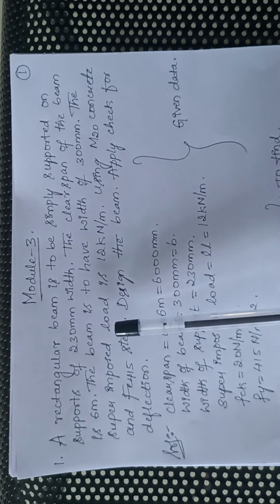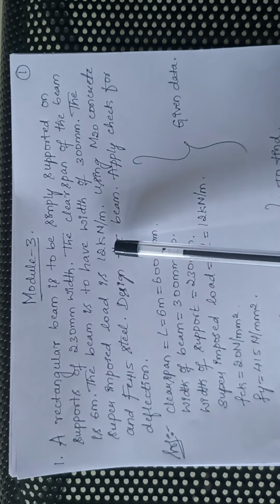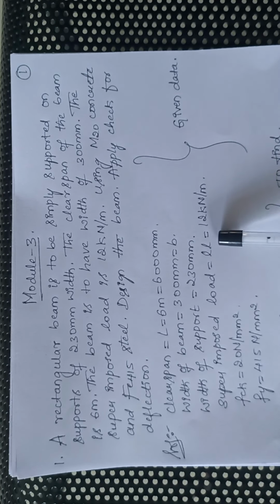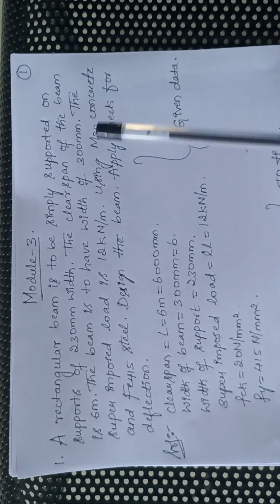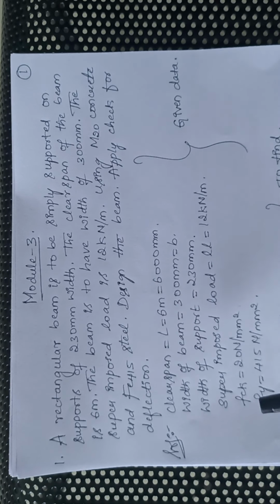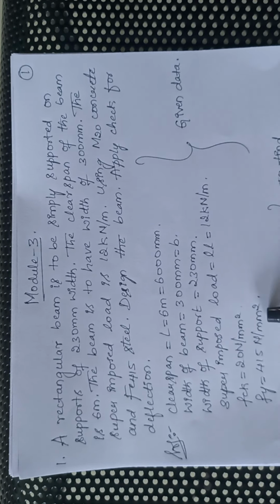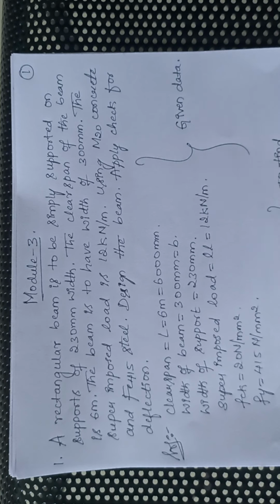And the load which is carried by the beam, that is the live load, is also given, that is of 12 kN per meter. You just write it as LL, which represents live load, which is of 12 kN per meter. And then the grade of the concrete as well as the steel is given. The grade of concrete is 20 Newton per mm square, which is nothing but fck. And the steel grade is 415 Newton per mm square, which is nothing but your fy. Then this is the data that is given to you, from which you have to design the beam, and at the end you also have to check for the deflection.